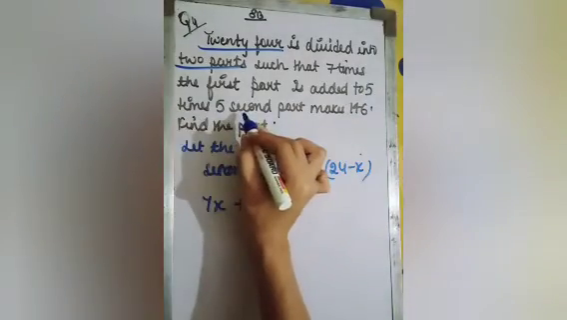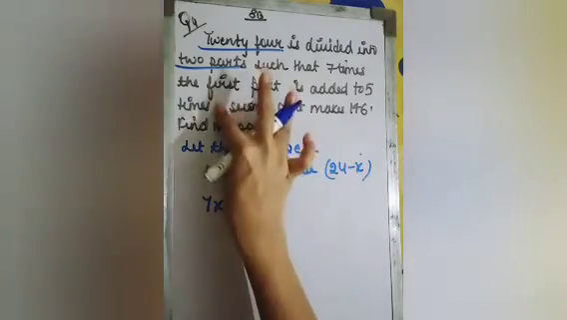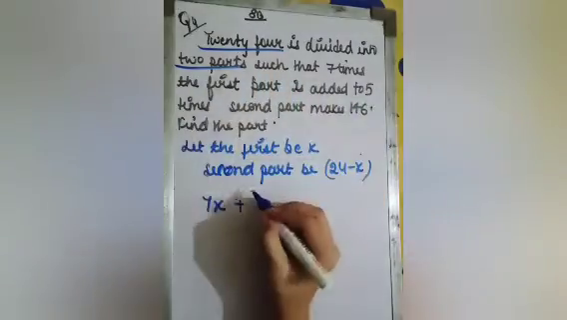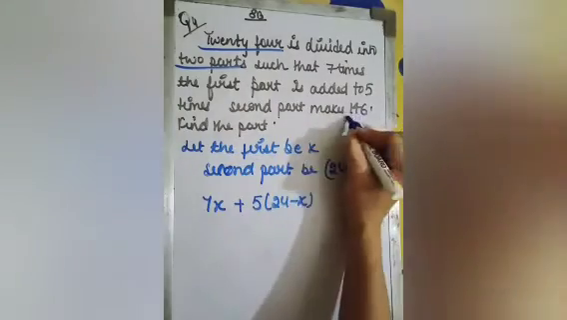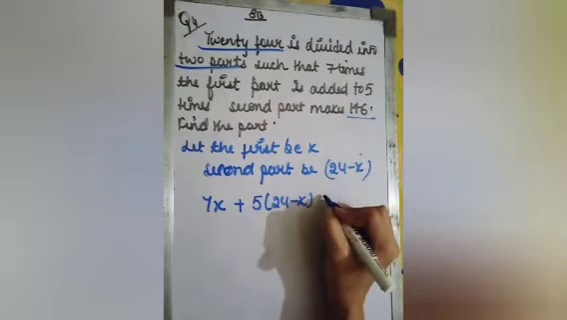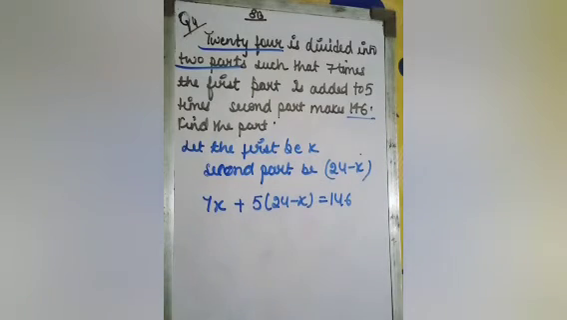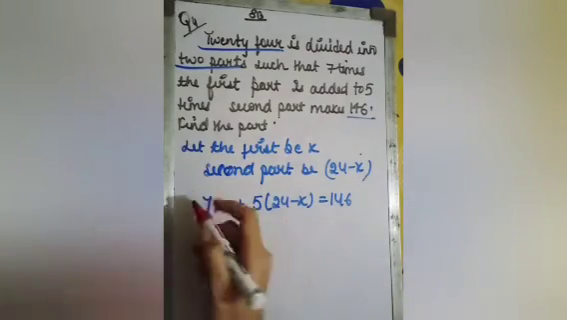5 times the second part, 5 times the second part. 5 times of second part makes 146. It gives 146. Right? This is your equation. I think nobody has confusion in it.